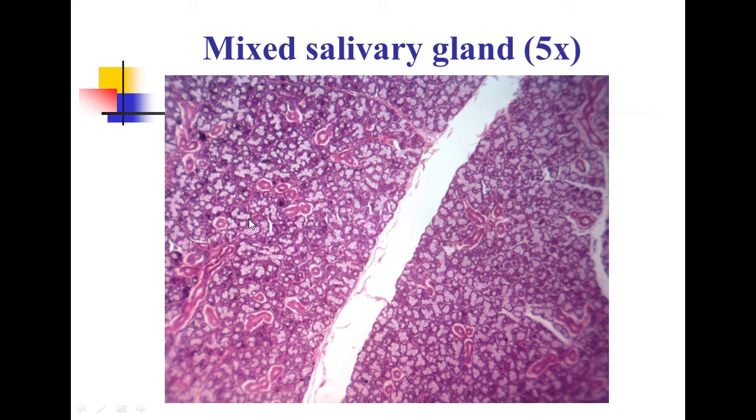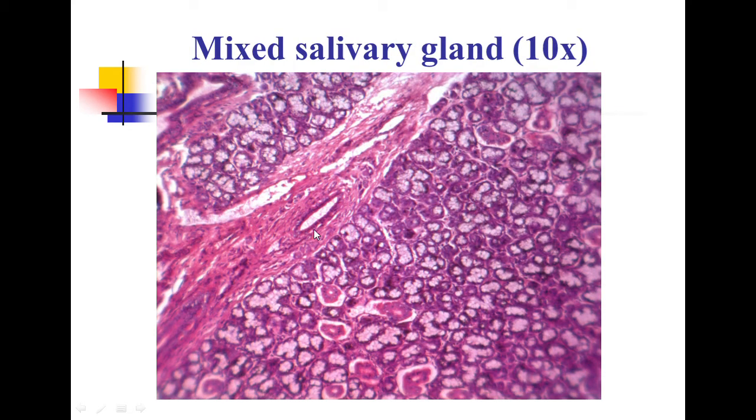Under low power magnification, you can see the darkly stained acini here. These are serous acini, and the lightly stained acini are the mucus acini. Okay, so the darkly stained acini are the serous acini, and the lightly stained acini are mucus acini. In addition to that, you can see the ducts. So these are the ducts, striated ducts.